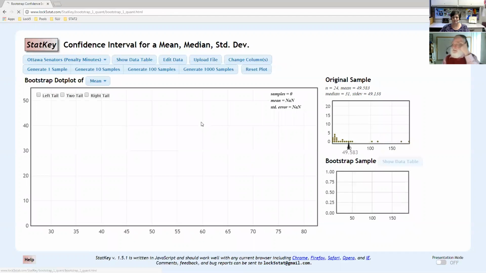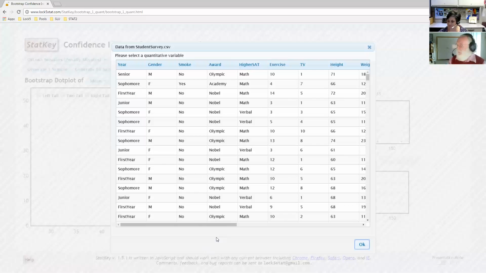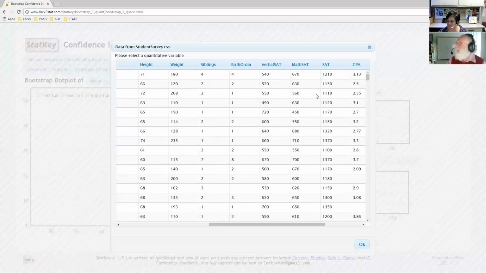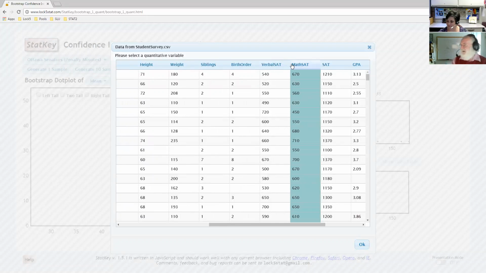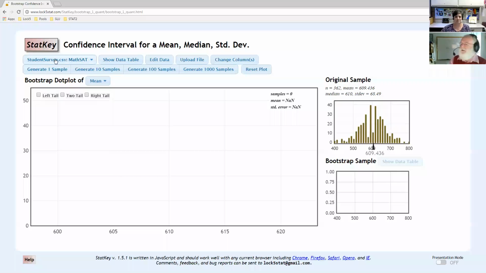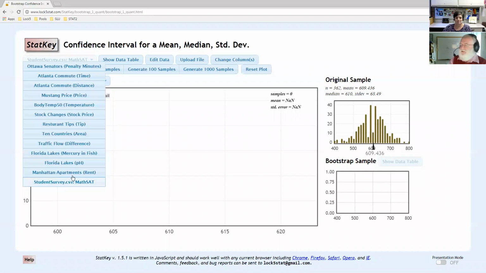The nice thing is that once I've uploaded a file, it's still there. So I can decide which column I want to work on, and I'm going to still keep with the math SATs. As long as you're within that browser session, that uploaded file is still there as you go between different procedures within StatKey. In fact, it even shows up as one of the menu items.